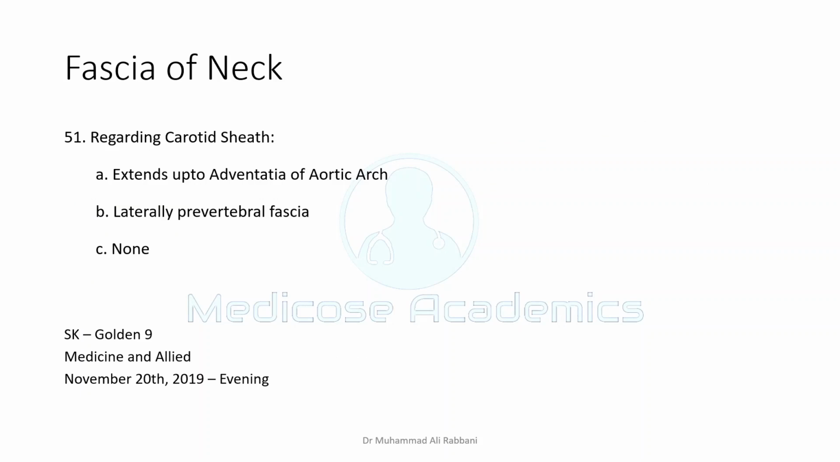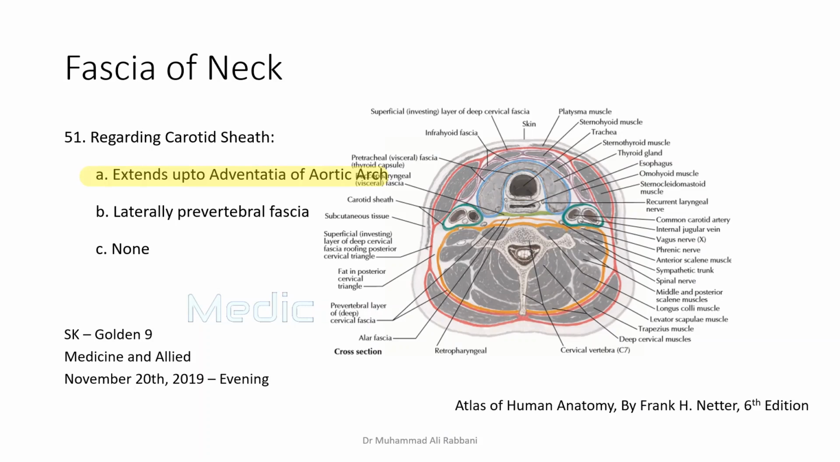Regarding the carotid sheath, the answer given is that it extends up to the adventitia. Yes, the carotid sheath from the upper margin starts around the openings where the internal carotid artery opens at the carotid canal and the internal jugular vein opens. If you follow down, here it is shown in the green color, it merges with the adventitia of the great vessels. In case of the carotid, it is the aortic arch.